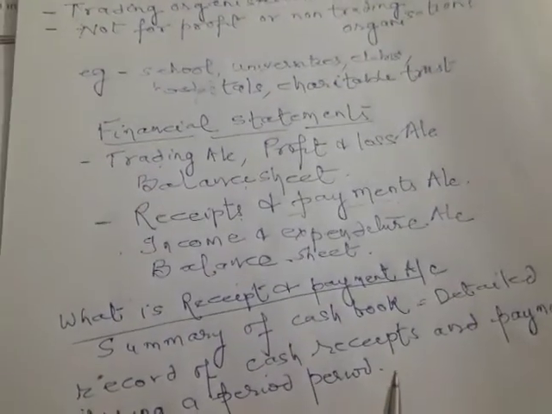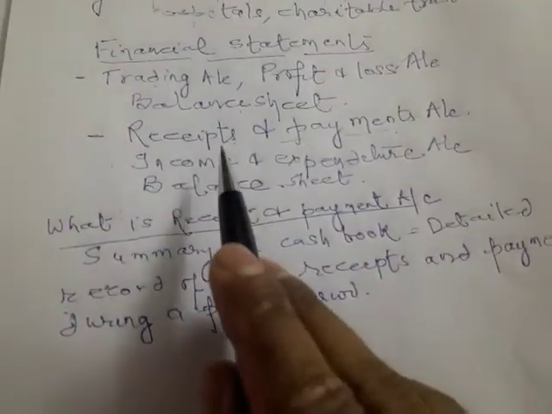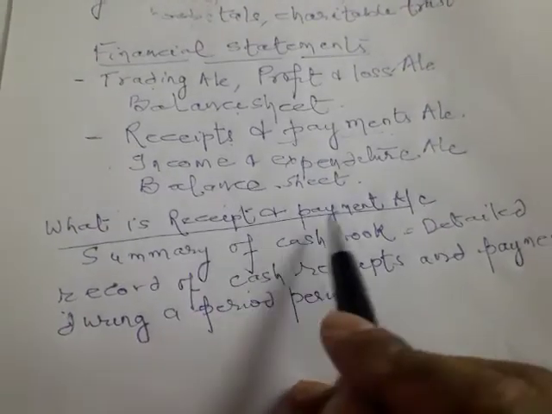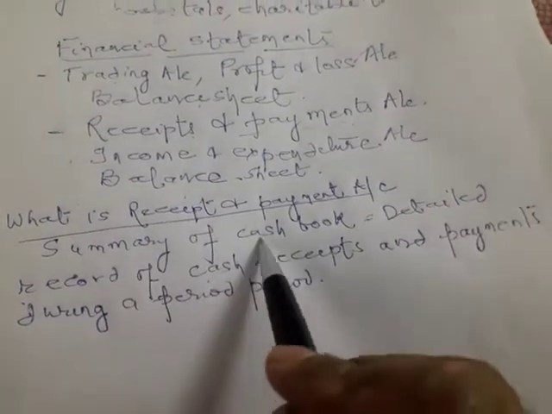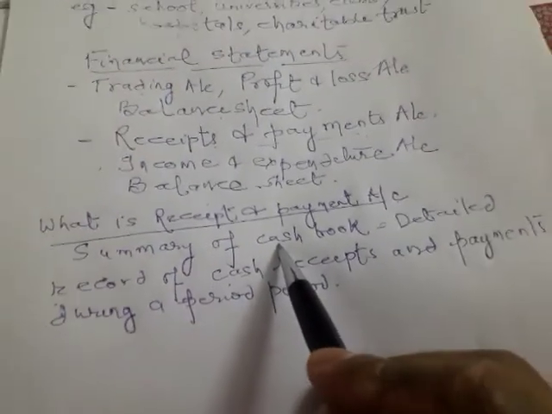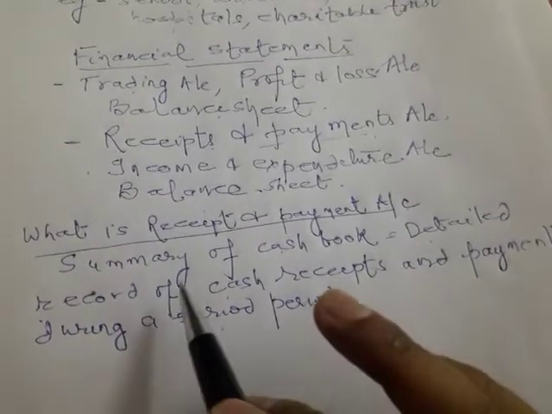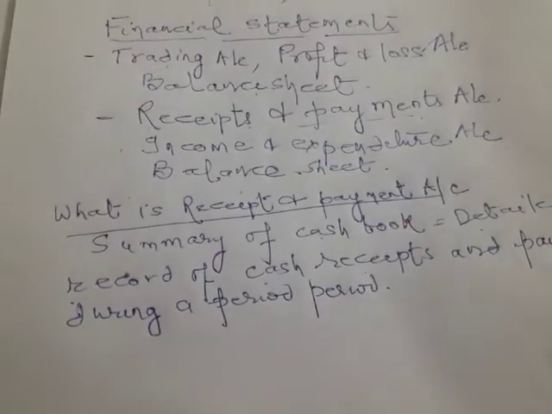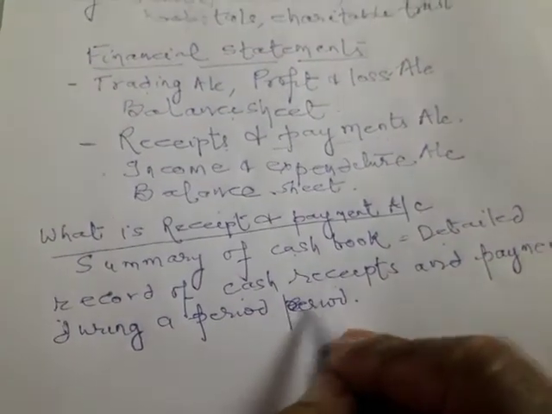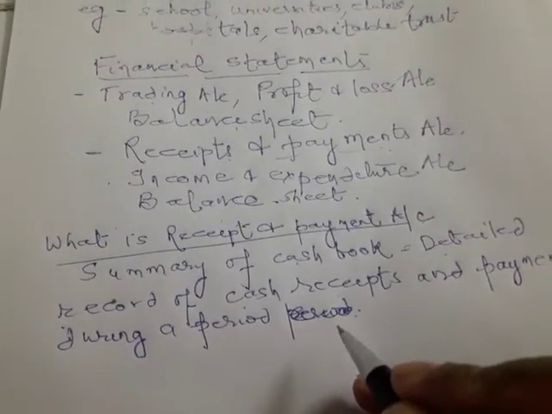So, as we are learning about NPOs, we will first take receipts and payments account. What is receipt and payment account? Receipt and payment account is a summary of cash book. This cash book you all have learned in class 11. It is a detailed record of cash receipts and payments during a particular period, that is a financial year or a calendar year.